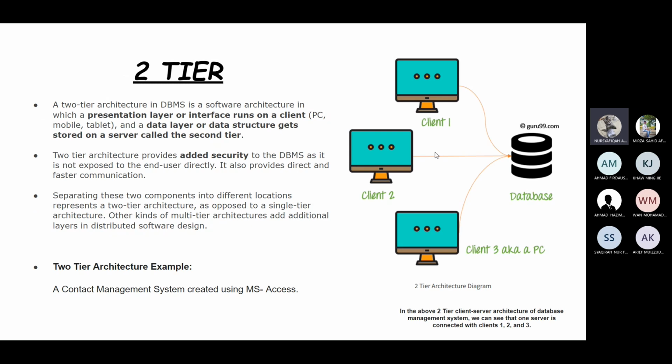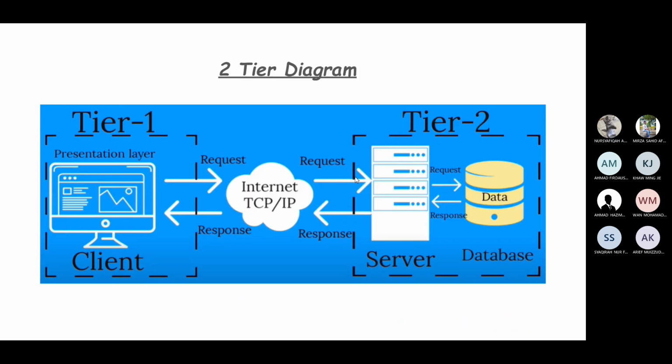This is a sample of two-tier architecture in a database management system. Mostly, in two-tier, the presentation layer runs on a client, and the data layer is stored on a server called the second tier. The two-tier architecture mainly provides added security to the database system. It is not exposed to the end user directly. It provides direct and faster communication. And this is a sample of the two-tier diagram. As we always know, it is a simple tier in our daily life.